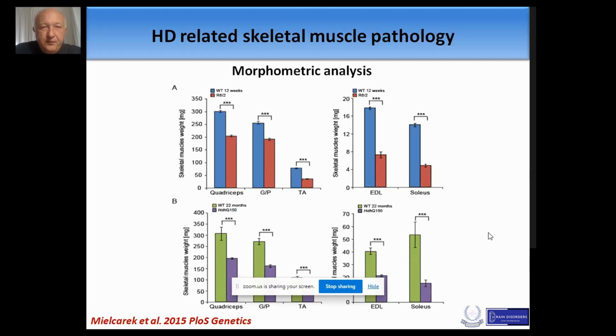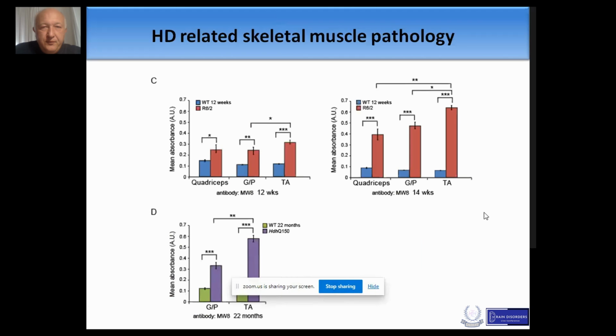So in our previous studies, and this is all data based on the mouse models, we found that indeed the skeletal muscle weight is affected over time. These are different types of muscles like quadriceps, gastrocnemius, tibialis, EDL, and soleus, so a representation of slow and fast and a mixture of both types. This is in the R6/2 model, and this is in the full-length HdhQ150. So you can see that there is ongoing skeletal muscle atrophy just based on the weight of the muscle.